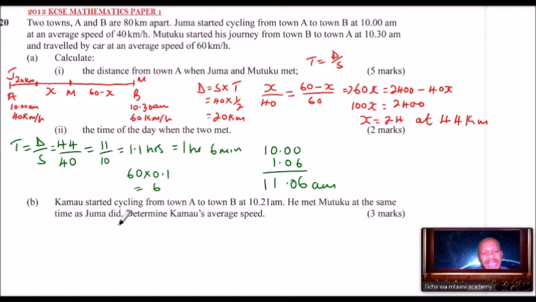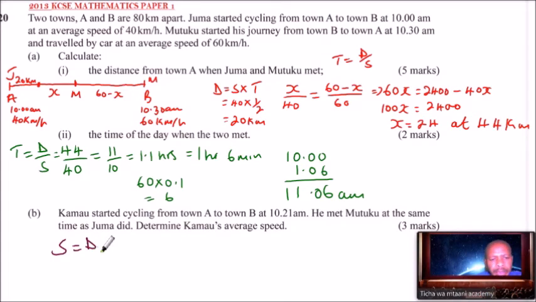Kamau started cycling from town A to town B at 10:21. He met Mutuku at the same time as Juma did. Determine Kamau's speed. How do we calculate the speed? Speed is equal to distance over time. So by the time Kamau met Mutuku, at that same point where Juma met Mutuku, he had covered 44 kilometers.